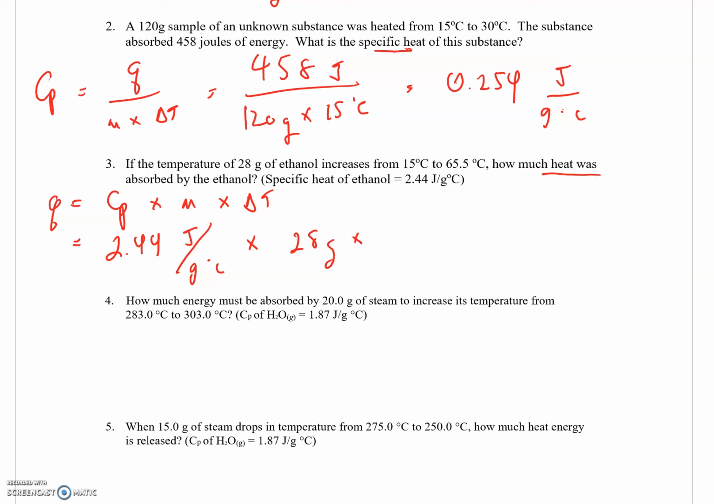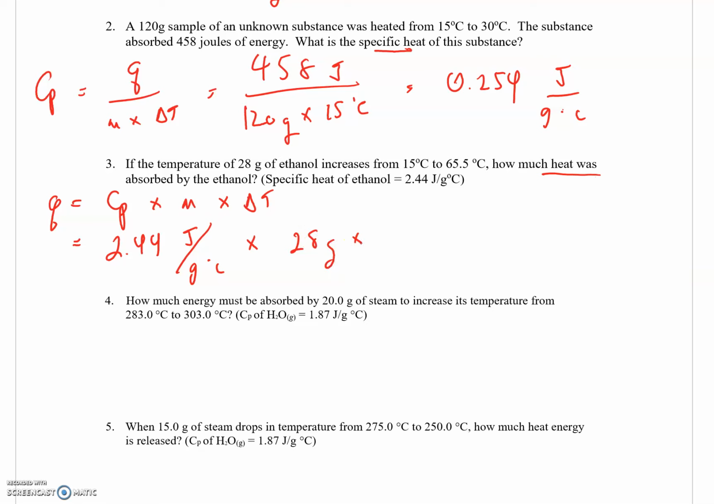15 to 65.5. That should be, I just want to double check, 50.5 degrees Celsius. So when we do this, degrees Celsius cancels, grams cancels, leaves our answer in joules, which is just what we wanted. 2.44 times 28 times 50.5. We get 3,450.16 joules.